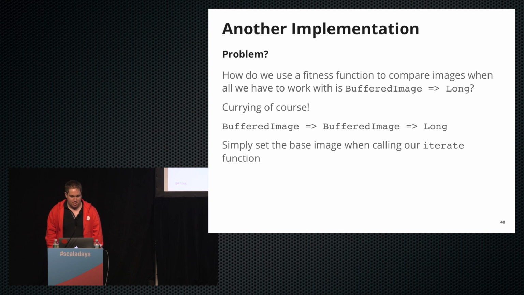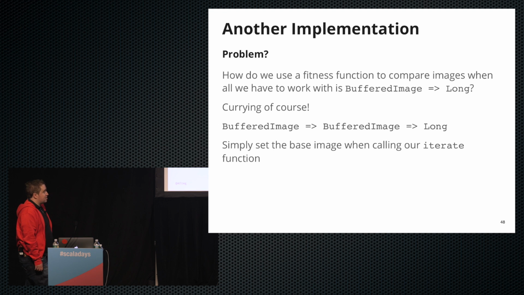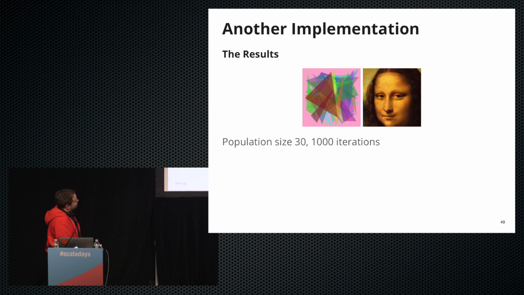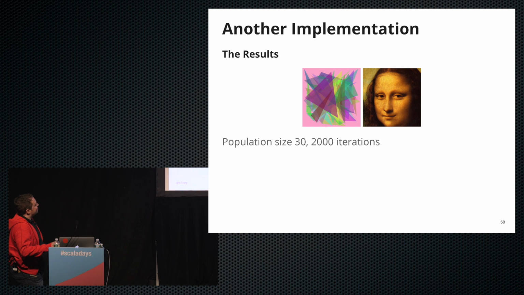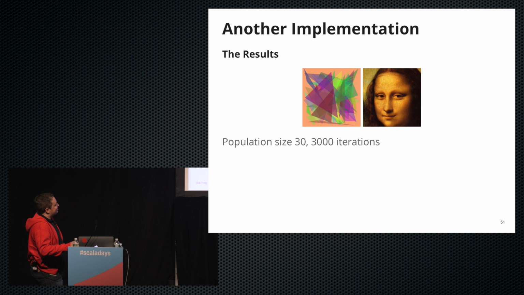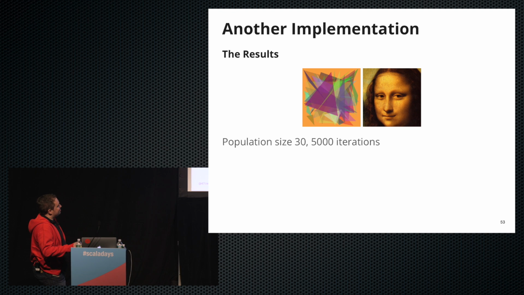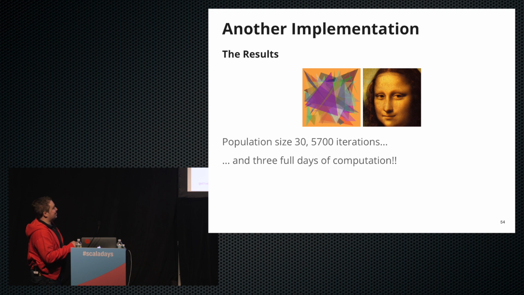Okay? And so here's some results. This is something I did a couple of weeks ago. So that was 1,000 iterations on a population size of 30. Okay, so then that's 2,000. Oh, the background's changed. It's getting a bit closer, a bit more yellow. Look, you can see it gets a bit darker in the corners as well, which is quite nice. So that's 5,000 iterations. It's 5,700 iterations, and that took me 3 days.